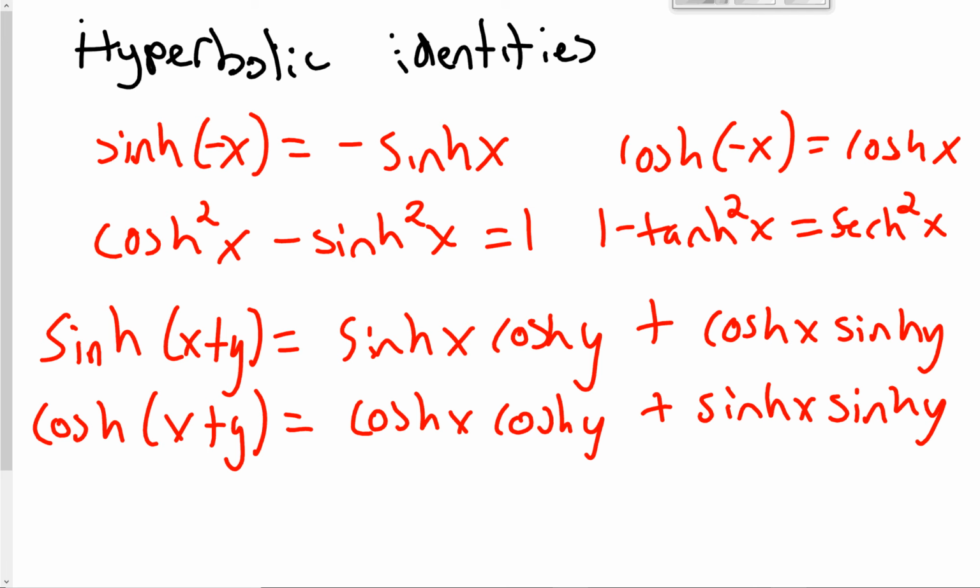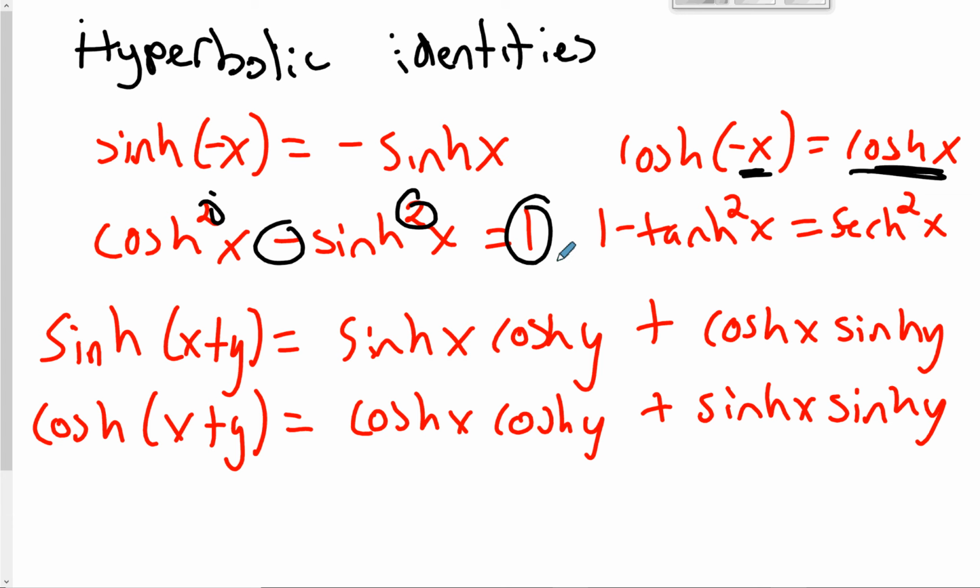And then here are some hyperbolic identities. Hyperbolic sine is an odd function, meaning if I have negative x, then the answer would be negative whatever the original hyperbolic sine is. Hyperbolic cosine is even, meaning if I plug in a negative x, I will just get my original hyperbolic cosine. Then it's a little like sine and cosine, where the squares equal 1, except this is subtraction. And then we also have hyperbolic tangent and hyperbolic secant.